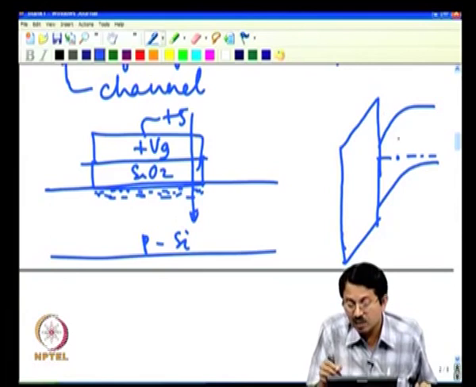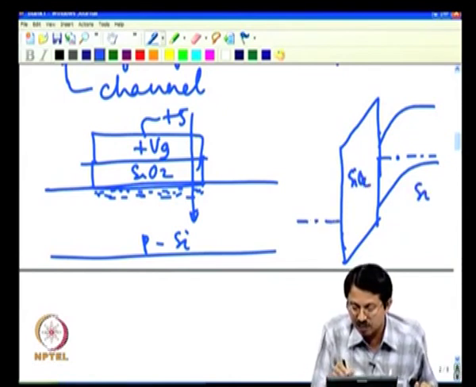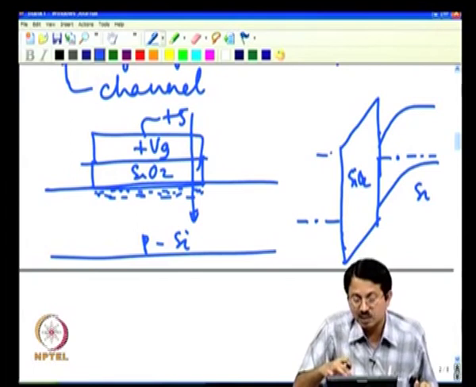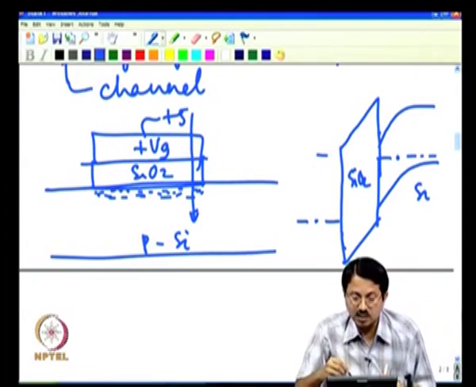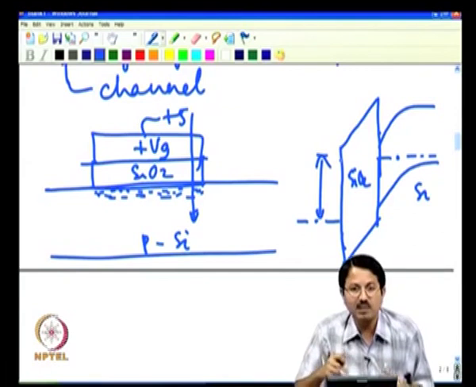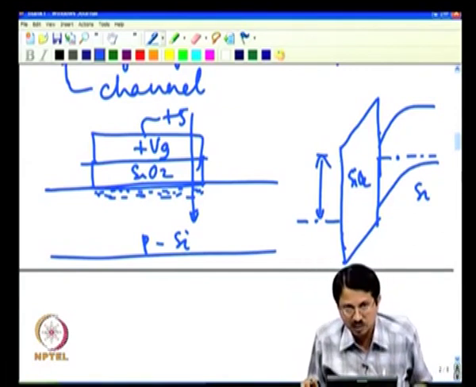Now, where are these electrons? All these electrons are supposed to be very close to this interface. You see, this is oxide, as you know, SiO2, this is silicon, and I have applied a positive gate voltage, and hence that positive gate voltage corresponds to this distance that you have. Separation of these two Fermi levels is essentially the applied voltage, correct.